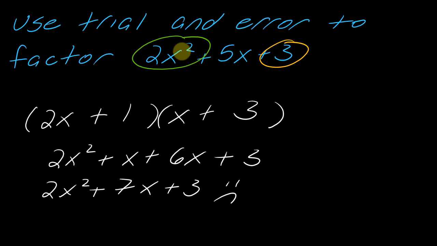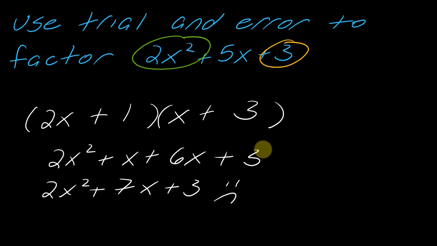And we can't quite so easily just say, oh, what two things multiply to 3 and add to 5? It doesn't work like that now. I'll show you some other tricks for this in other videos, but the trial and error is still the easiest one to remember. So I want to talk about how to troubleshoot this.